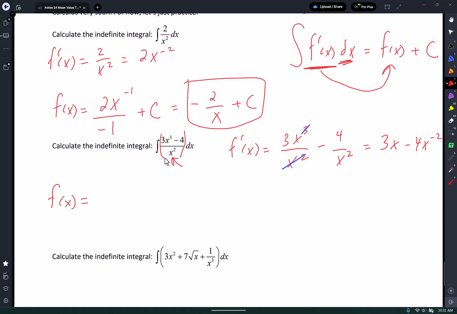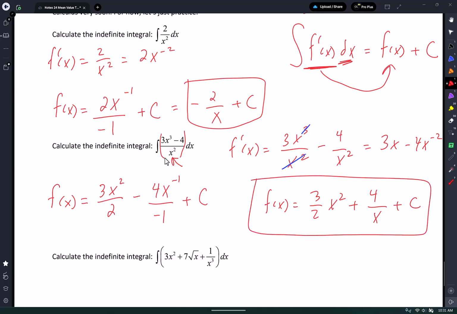What's the antiderivative of 3x? 3x squared divided by 2. Add 1 to the exponent, divide by that number. We're not done yet. Minus 4x to the what power? Negative 1 divided by negative 1, and I put plus c. So what's your original? Let's see, 3/2 x squared plus 4 over x plus c. If you wanted to find a common denominator, or I guess, let's not go there. That's fine right there.